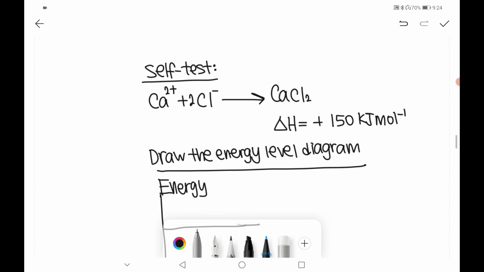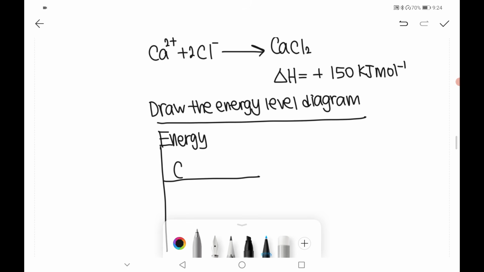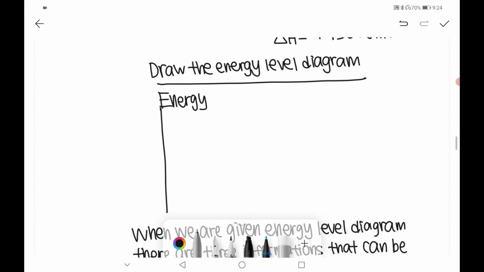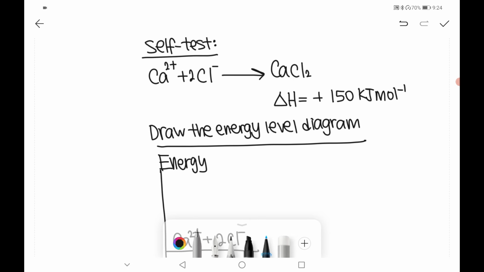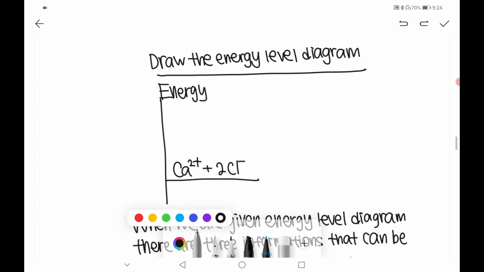What is the raw material here? The left hand side: Ca2+ and 2Cl-. Now we need to know whether the staircase will go up or go down. The delta H is positive. Positive means go up. So the staircase will go up. Make sure you go up and you put the arrow, the direction.